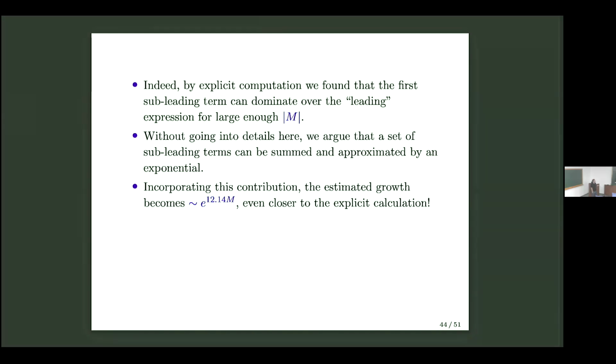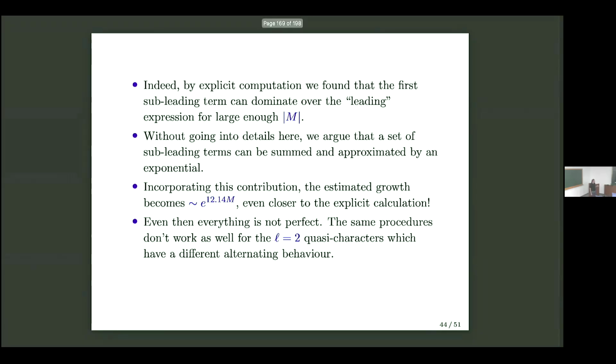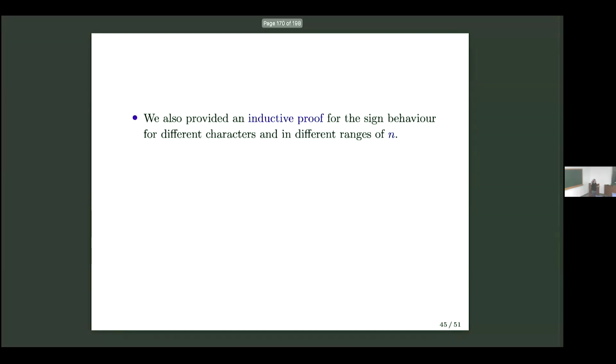But unfortunately, when we do this for the non-identity character, it doesn't work as well. In the non-identity character, the actual growth is more like e to the 9m, but our estimate still gives something of this order. So it's correct, roughly, but it's poorer. So this is sort of what I wanted to summarize here.